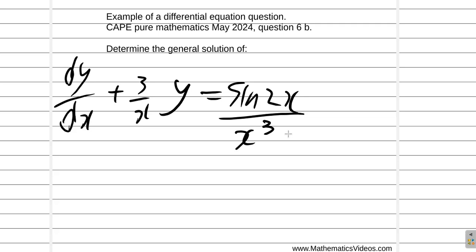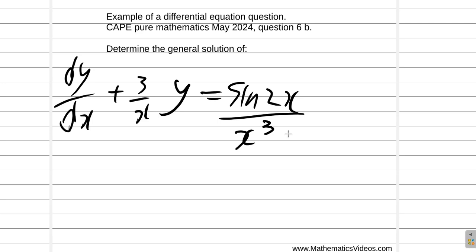We have this example of a differential equation. It's from the A-level Pure Mathematics, May 2024, paper, question 6b. It says determine the general solution of dy/dx plus 3/x y equals sin 2x divided by x cubed. I'm going to ask you to pause the video, write it down, and make an attempt at it.